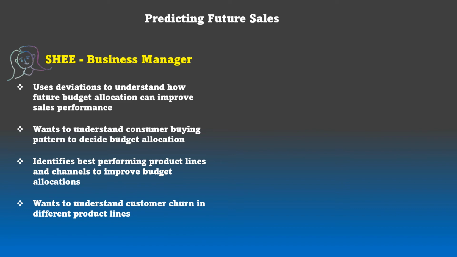She wants to understand consumer buying pattern to decide the budget allocation. She will also identify best performing product lines and channels to improve budget allocations. She wants to understand customer churn in different product lines and see how she can influence to retain the customers. She again approaches the data analyst for the same.